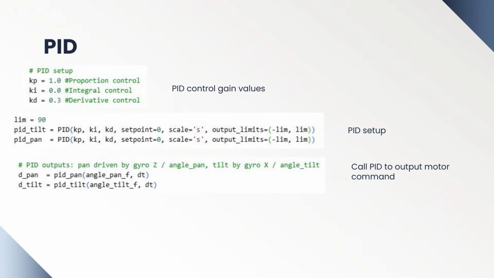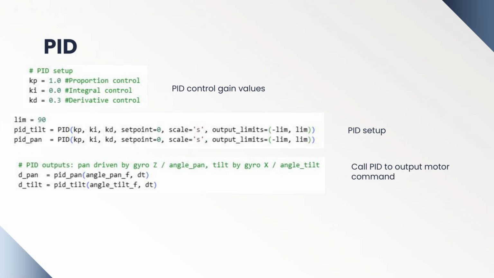For the PID, we use a proportional gain of 1.0, an integral gain of 0, and a derivative gain of 0.3. We set our limits for the PID to 90 degrees, and here we have the PID set up, inputting the proportional, integral, and derivative gains, having the set point be 0 as that is the initial target point. Our scale is in seconds, and the output limits are plus or minus 90 degrees.